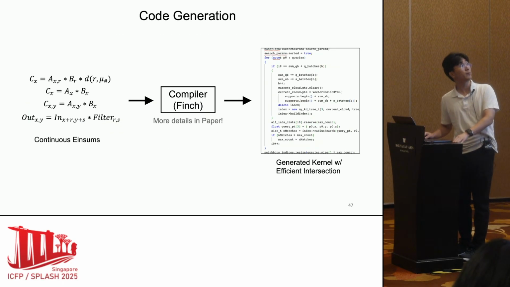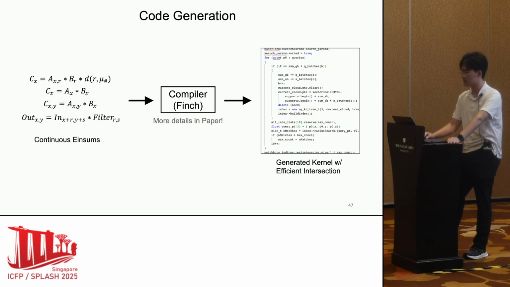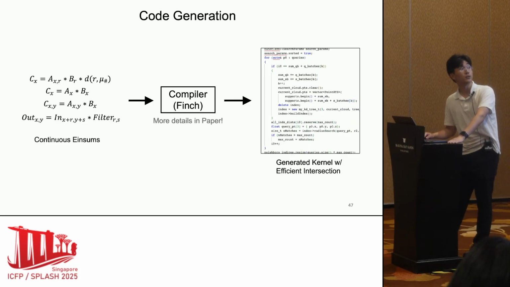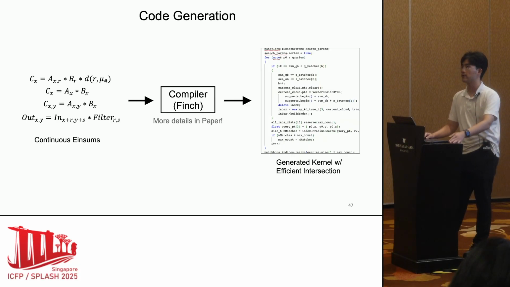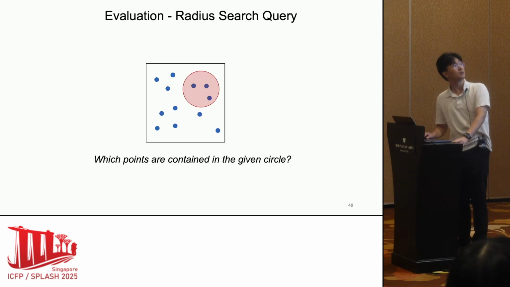So to summarize, we extend Finch, which Willow introduced earlier in this session, into a compiler that can take arbitrary continuous line-sum expressions and generate very efficient kernels. If you're curious about the memory layout for the multi-dimensional piecewise constant, and how we extend Finch to handle continuous reduction, please see the details in the paper. And now let's move on to the evaluation.